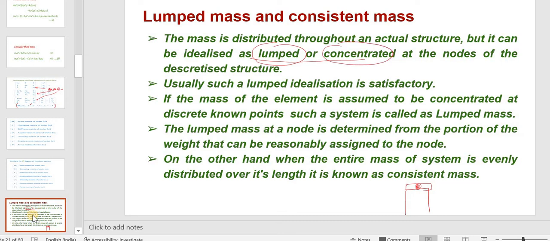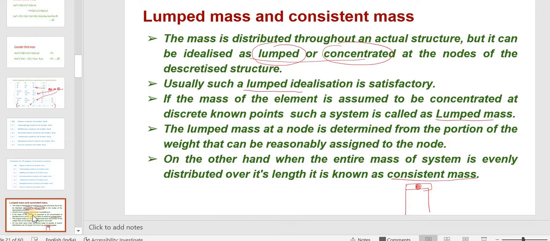So mainly for ease of analysis, we will be taking the lumped condition. If the mass of the structure is assumed to be concentrated at discrete nodal points, it is known as a lumped mass system. A lumped mass at a node is determined from the tributary portion. And if the entire mass is considered, the opposite is the consistent mass. That is a real structure.